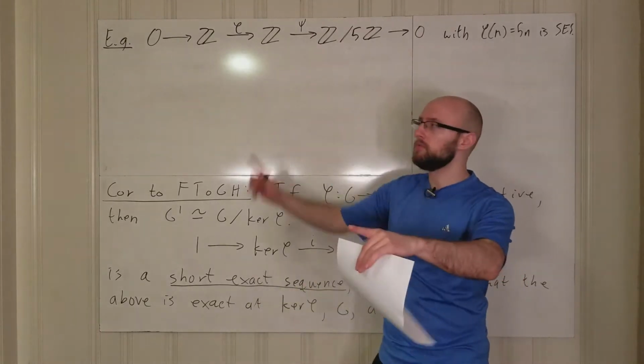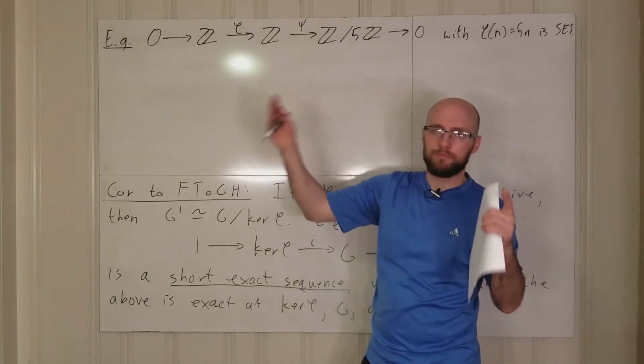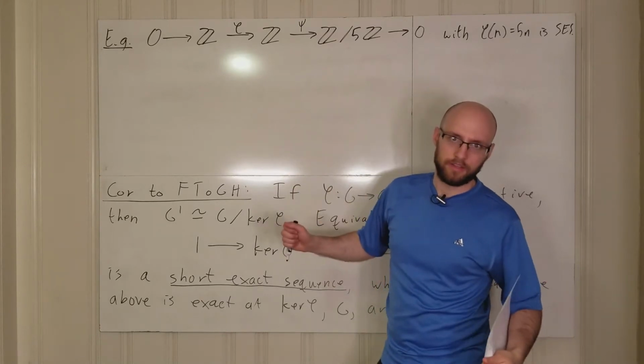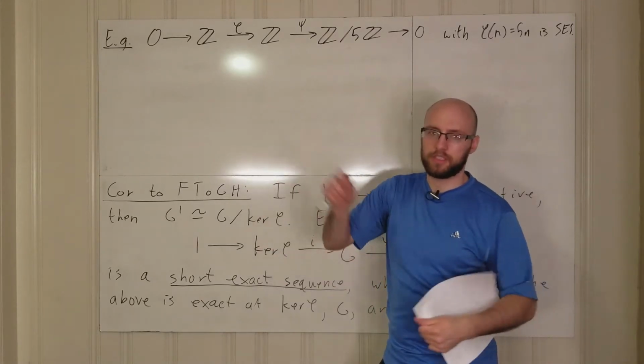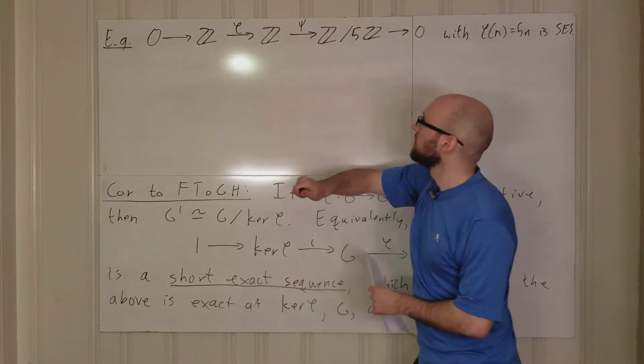And so if you have two different elements of Z, if m is not equal to n, then 5m is not equal to 5n. Because if they were equal, then you could just cancel it and you'd have m equals n. Okay, so phi is injective.